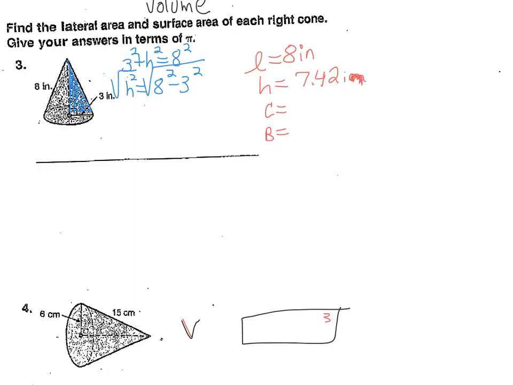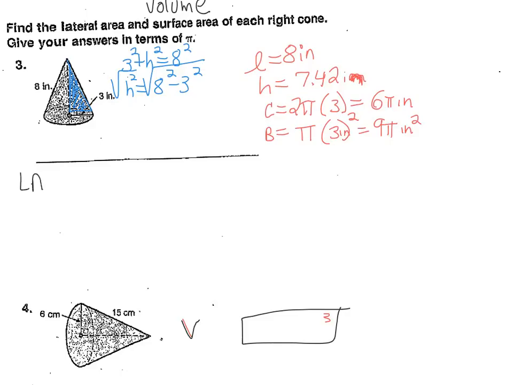How about the circumference? The radius is 3, so 2 pi r, and the radius is 3. That is basically 6 pi inches. And the area of the base would be pi times the radius squared, right? When you simplify that, that would be 9 pi square inches. Okay, great. So I have the pieces of information and I'm ready to get all the answers.